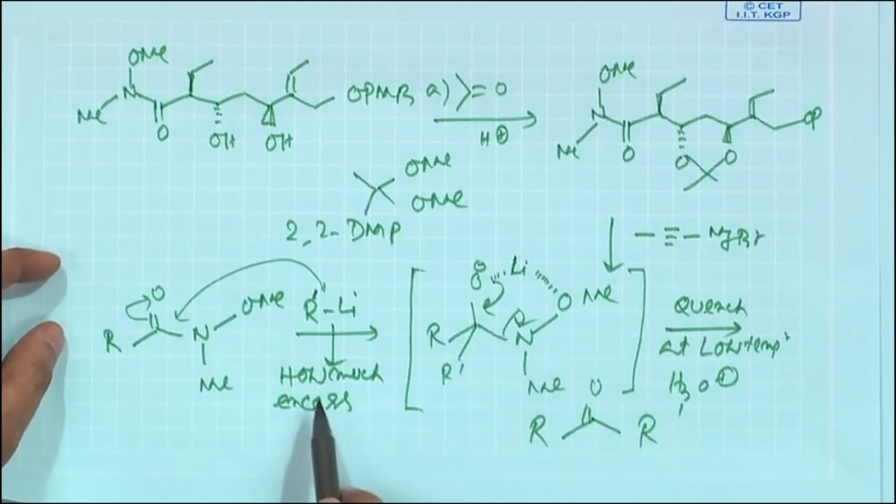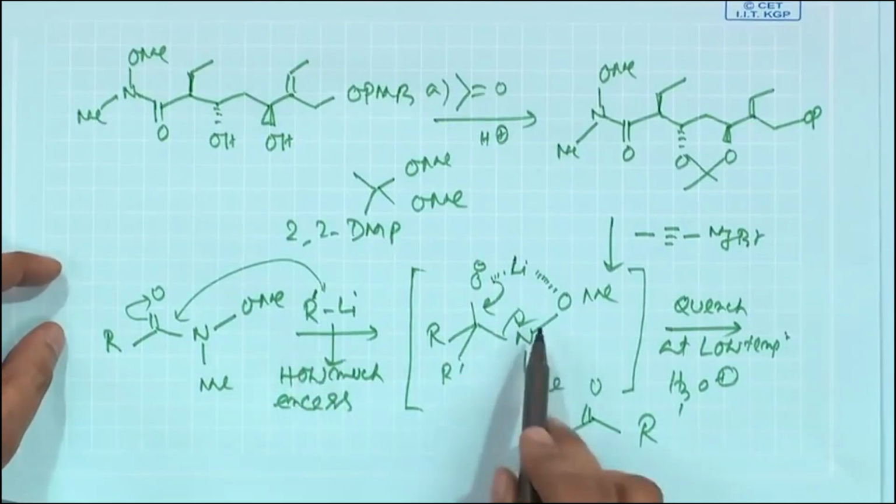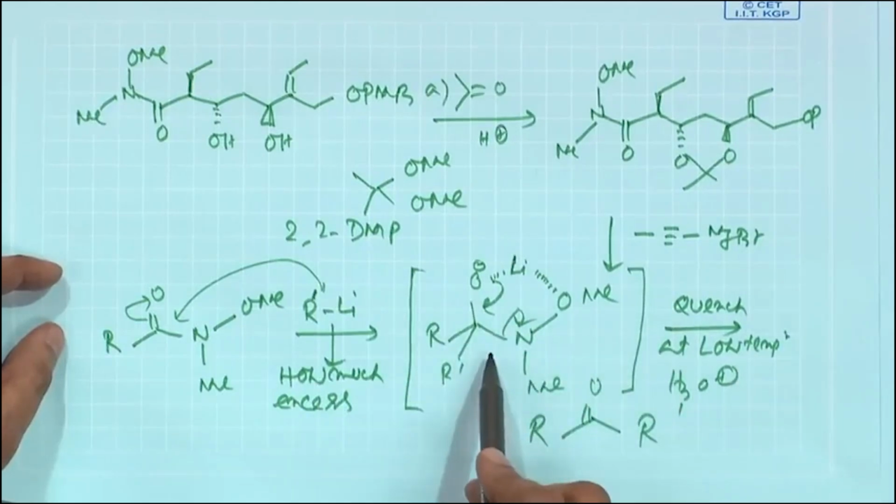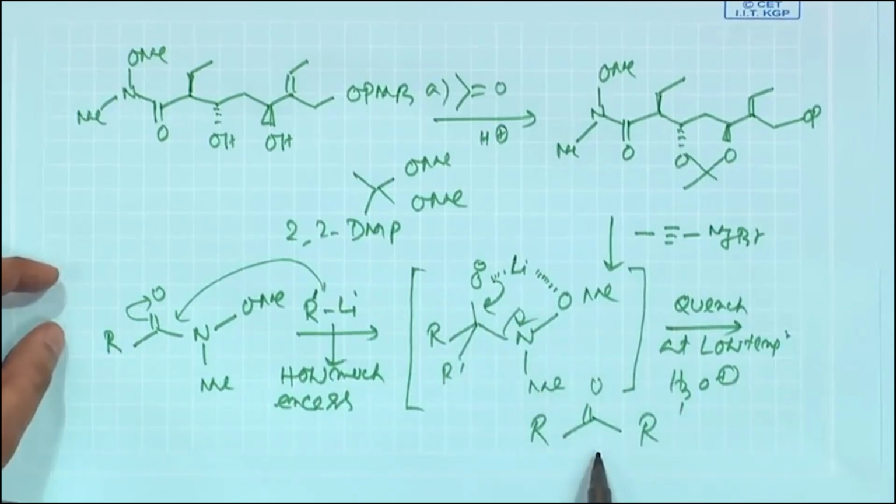No matter how much excess Grignard or lithium reagent you react, the reaction always stops here. Then you just hydrolyze this intermediate to get back the corresponding ketone. So, this is the Weinreb ketone synthesis, which has been used very efficiently.